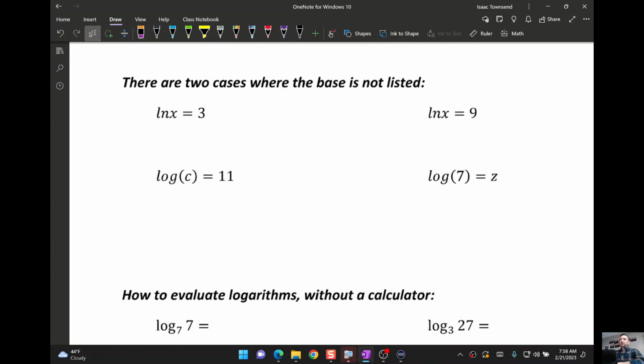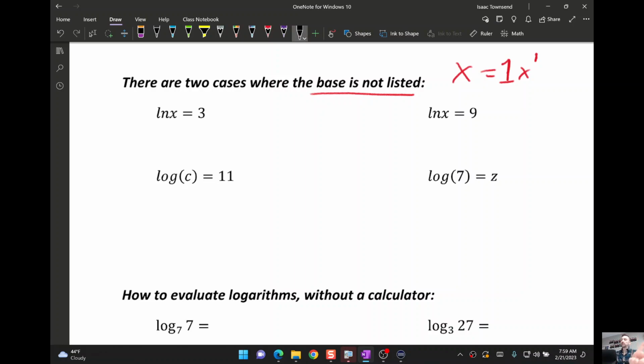Okay, sometimes the base is not going to be listed for you. Just like in algebra, when I say x, we all know I'm talking about 1x to the first. It's an understood 1x. We understand that the exponent is 1. We don't have to write that.